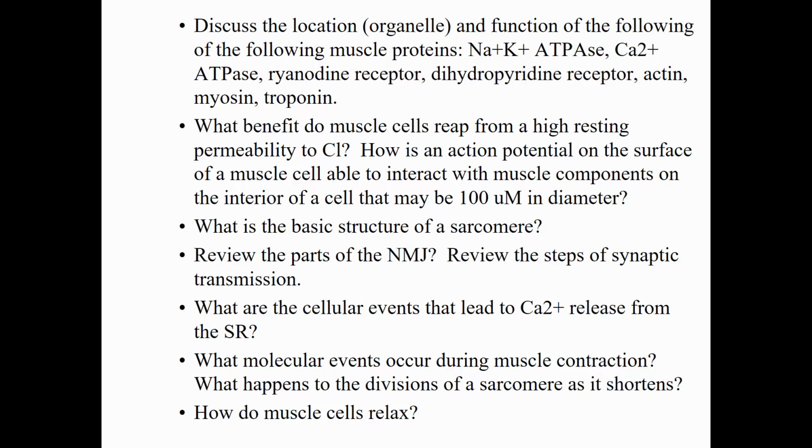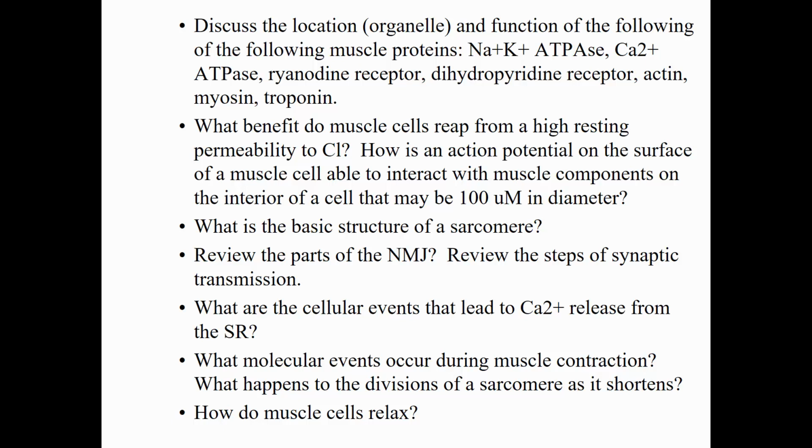As you may have known from your other coursework, the basic structure of a skeletal muscle fiber is the sarcomere. So we want to talk about all the parts of a sarcomere and how a sarcomere shortens. We want to talk about how muscle is activated via the neuromuscular junction and review the steps of synaptic transmission. And we also want to think about how the neuromuscular junction compares to a central nervous system synapse.